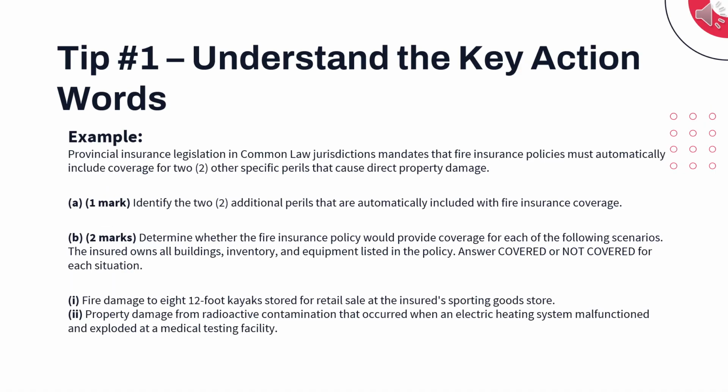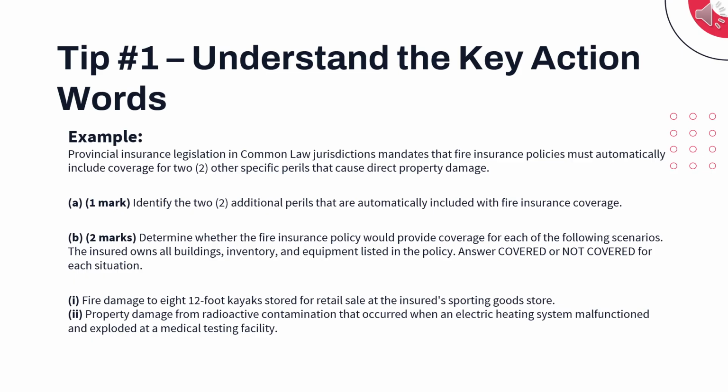Provincial insurance legislation in common law jurisdictions mandates that fire insurance policies must automatically include coverage for 2 other specific perils that cause direct property damage. A. 1 mark. Identify the 2 additional perils that are automatically included with fire insurance coverage. B. 2 marks. Determine whether the fire insurance policy would provide coverage for each of the following scenarios. The insured owns all buildings, inventory, and equipment listed in the policy.